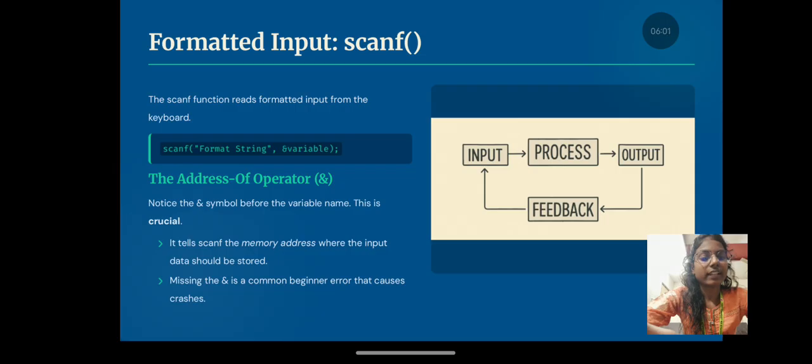C needs to know exactly where in the computer memory your variable lives so it can go there and drop off the data. The ampersand symbol means address of. It's like giving a delivery driver your GPS coordinates so they can drop off a package. It tells scanf the memory address where the input data should be stored. Missing the ampersand is a common beginner error that causes crashes.